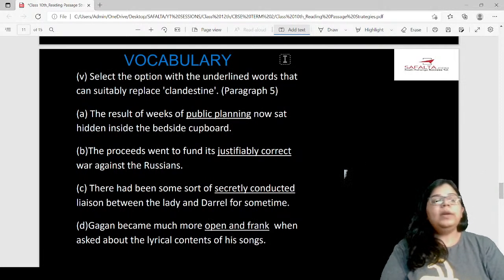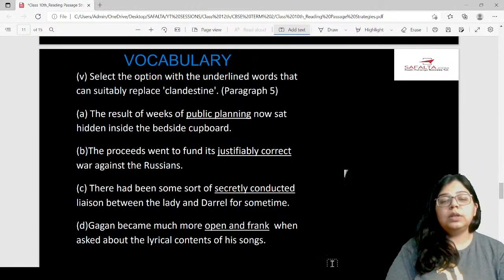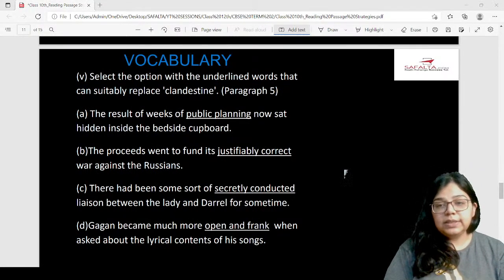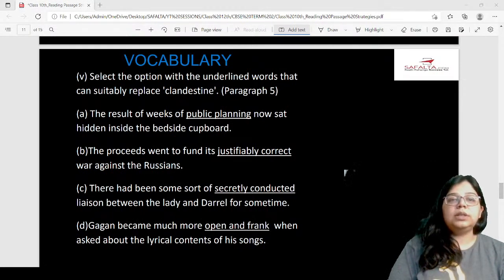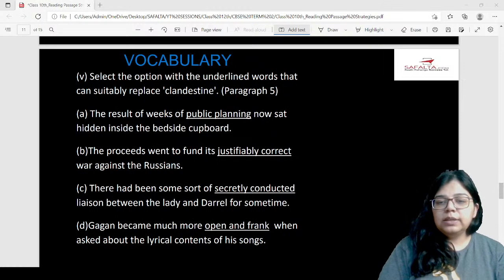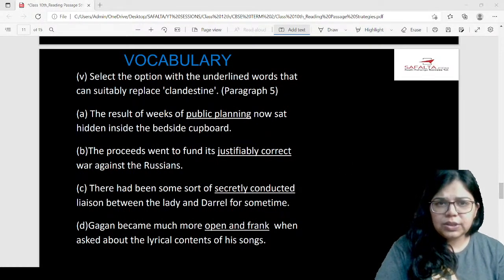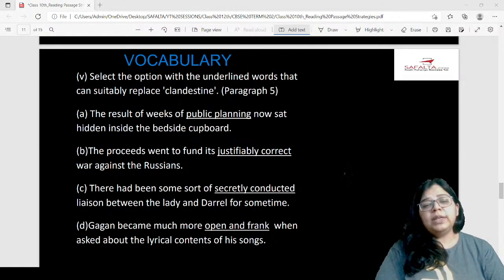Now what happens in the vocabulary related questions? What do you have to do? I think this is the section in which children are most petrified. They're very scared of this section, because they often feel that they will not be able to answer at all in this section, right?